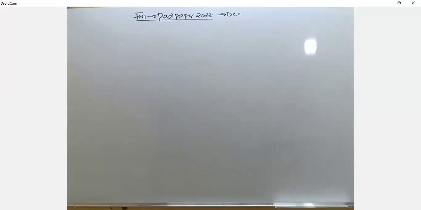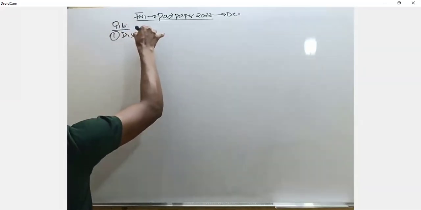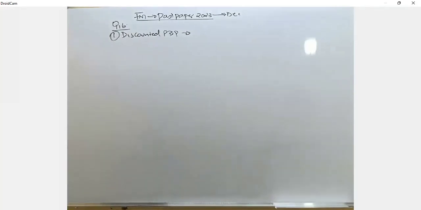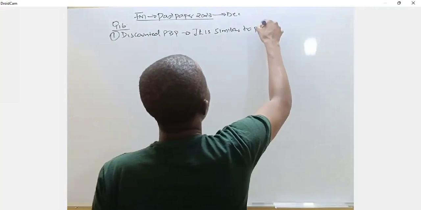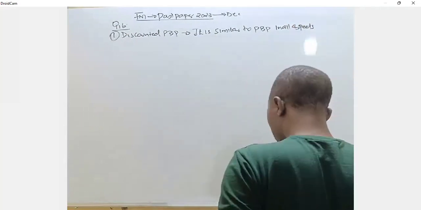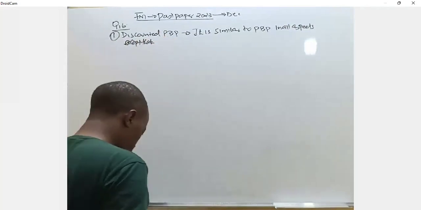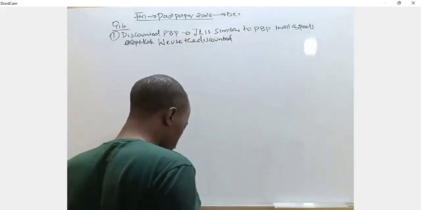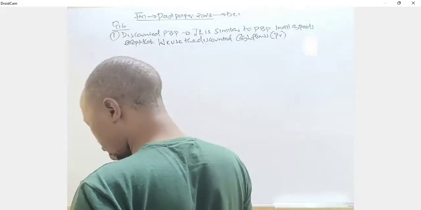The first question here, question 1B, asks about the computation of the discounted payback period. So when we looked at the definition, what is a discounted payback period? We say it is similar to the payback period in all aspects, except that we use the discounted cash flows. In our case, we normally call them the present values.